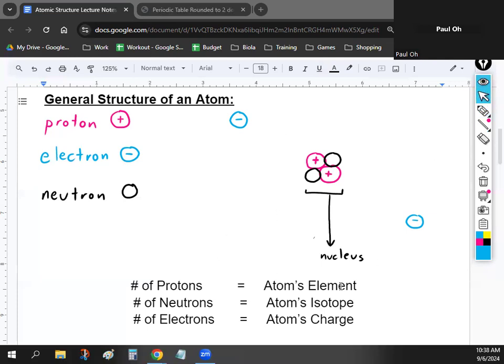All right, any questions on the general structure? We'll come back to this. I'll show you guys how to do practice problems with this in a second.